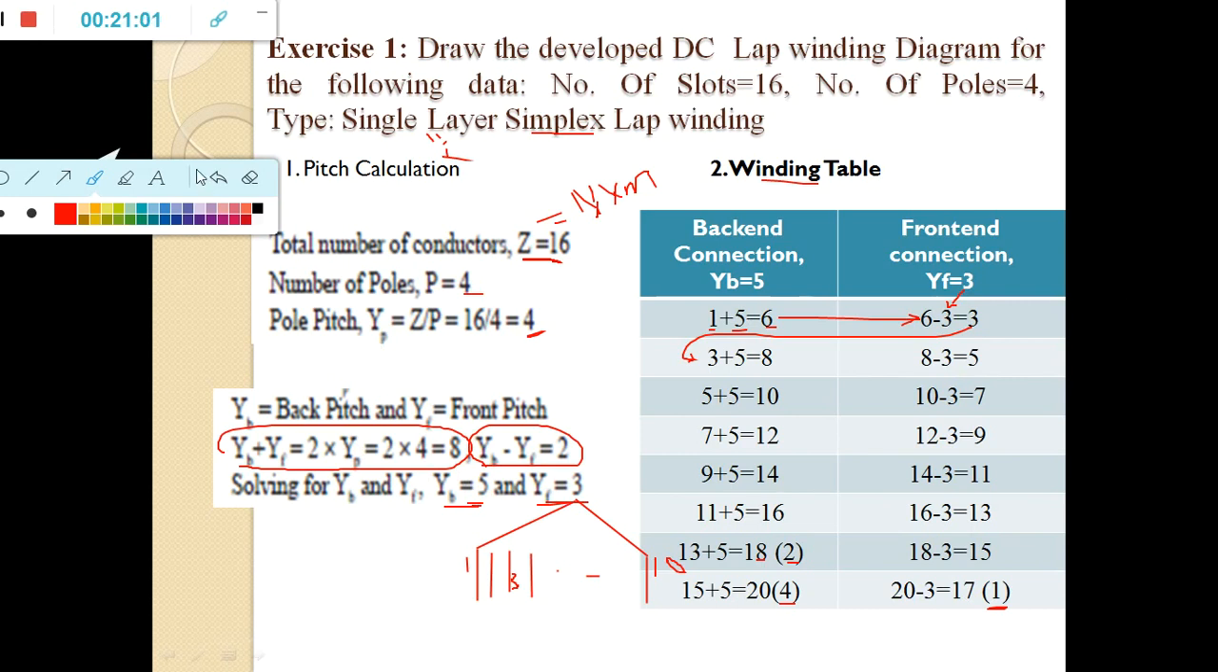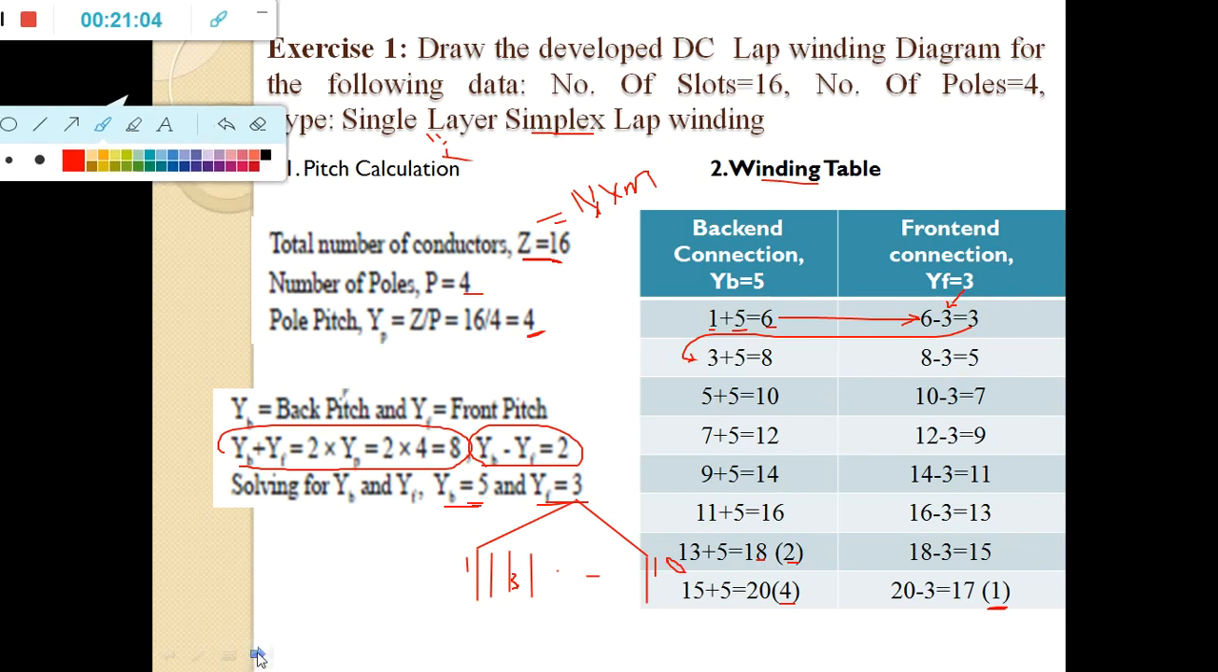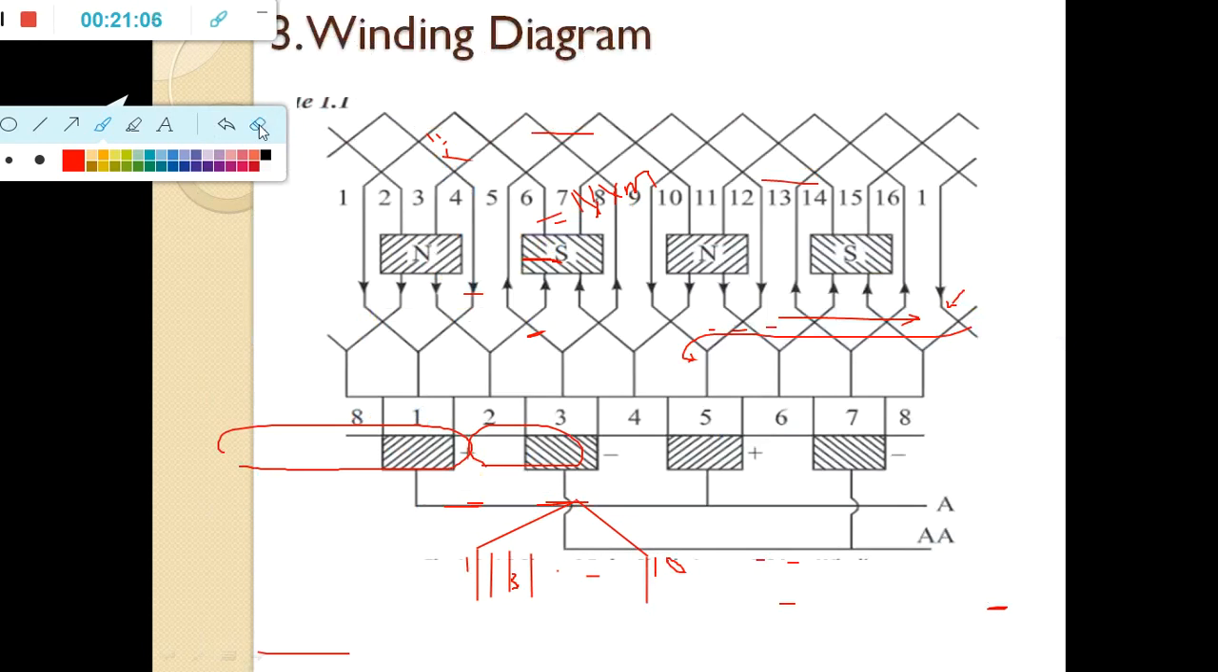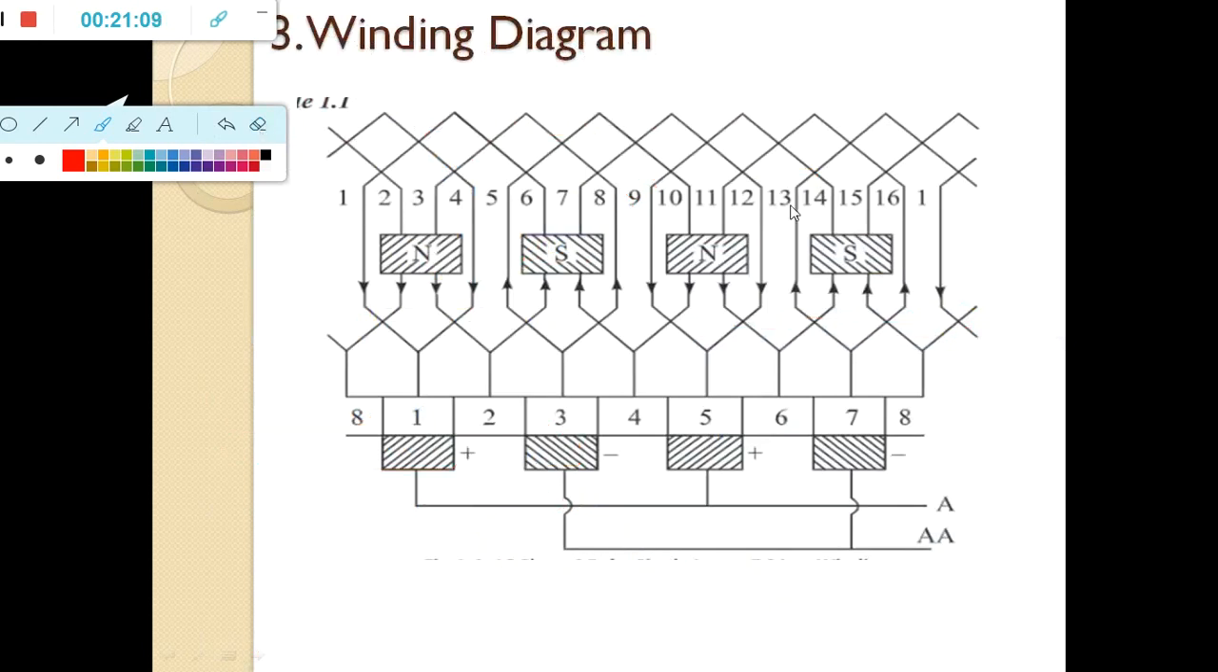Clear? And this is your winding diagram. Here you can see I have 16 conductors, so forget about this conductor. Okay, forget about this conductor. I have 16 conductors. The first conductor is connected to the sixth conductor. You remember 1 plus 5 is equal to 6. So this 5 is just because of YB, right? So 1 plus 5 is equal to 6. The first conductor is connected to the sixth conductor at the top end.